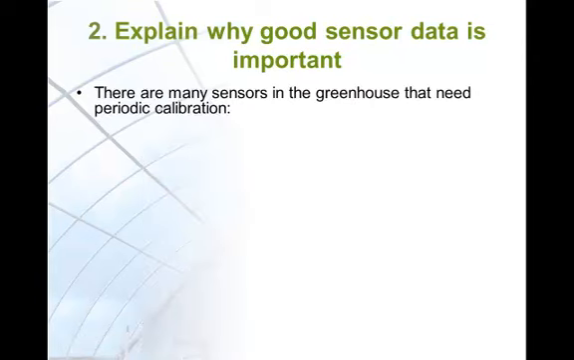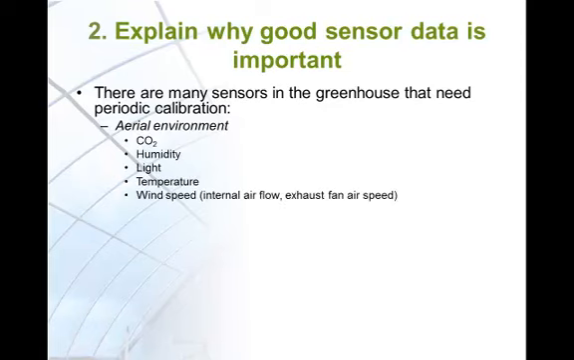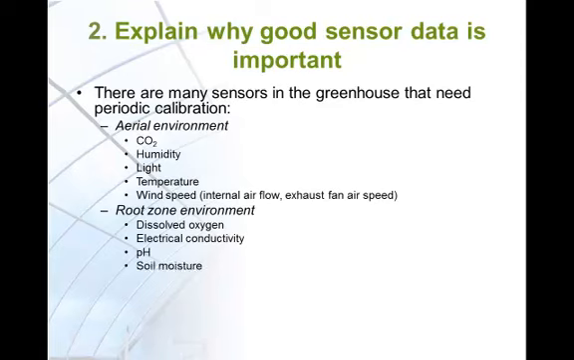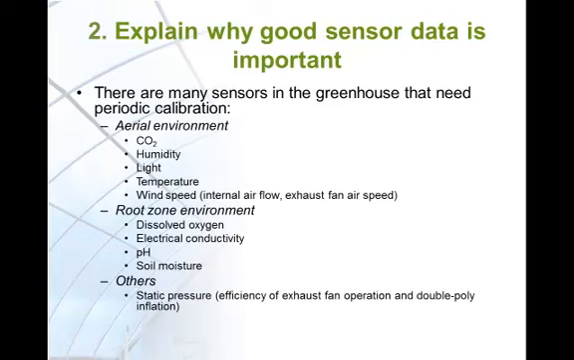There are many sensors in the greenhouse that need periodic calibration to ensure optimal environmental control. Sensors that monitor the aerial environment include CO2, humidity, light, temperature, and wind speed. Sensors that monitor the root zone environment include dissolved oxygen, electrical conductivity, pH, and soil moisture. Other sensors can be used to monitor static pressure, which is used to check exhaust fan operation and double poly inflation.